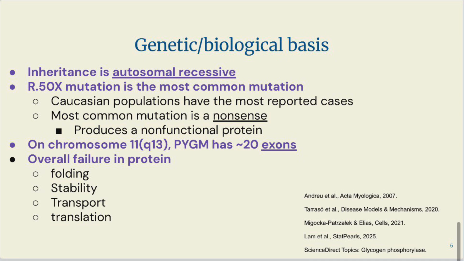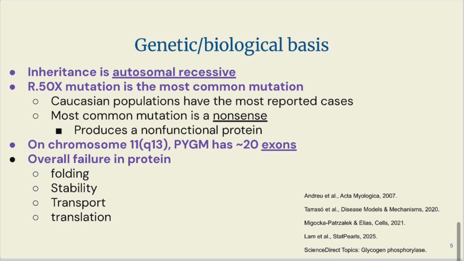And then going on, chromosome 11, the PYGM gene has 20 exons. What an exon is, it's a part of a gene that is coded. There's a lot of parts of a gene which get spliced out, and only what remains is what's coded, and those are called the exons.